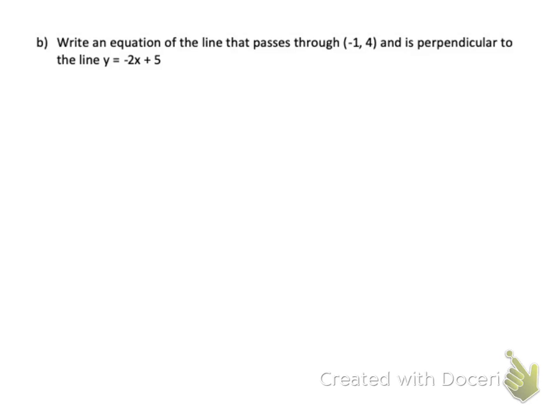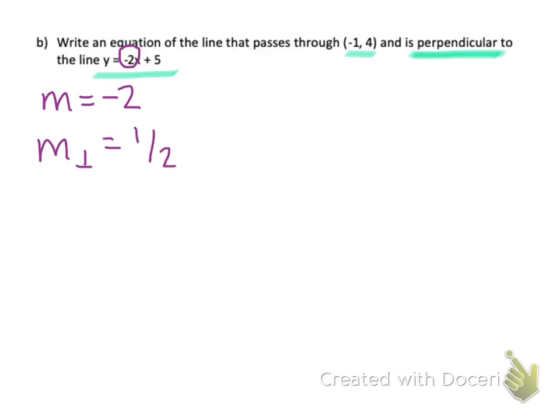Letter B says write the equation of the line that passes through negative 1, 4. So again, the same point, but now the vocabulary changes and it says perpendicular to said equation. This equation is already solved for us, so I can see that my slope is negative 2. So I'm just going to write that again. And now I'm going to make a note and put the perpendicular symbol next to my slope because I know I need to make it the opposite reciprocal. So this is going to become a positive 1/2.